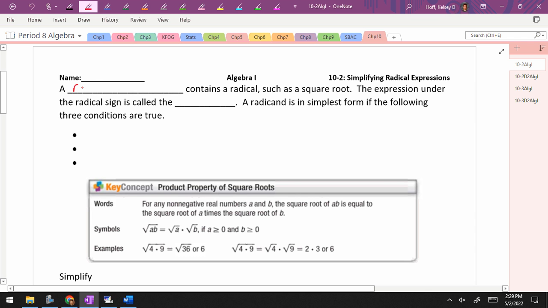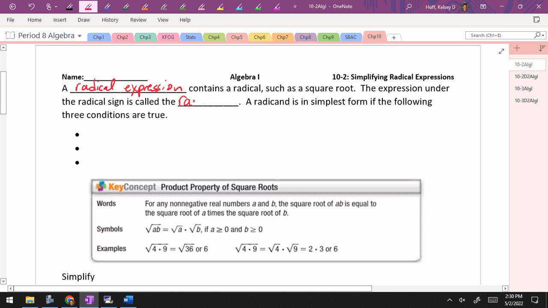Radical expression contains a radical such as a square root. Now remember, expression means there's not an equal sign. The expression underneath the radical sign is called the radicand.